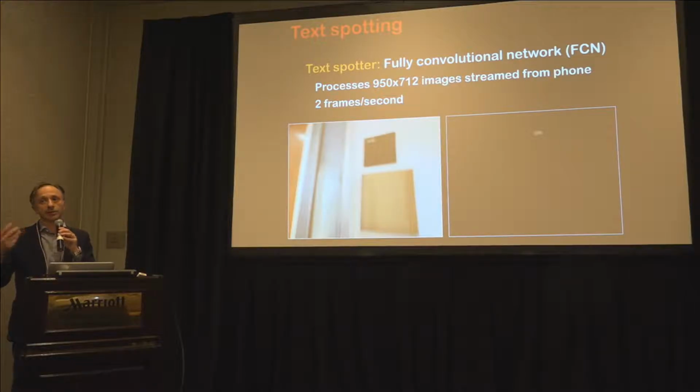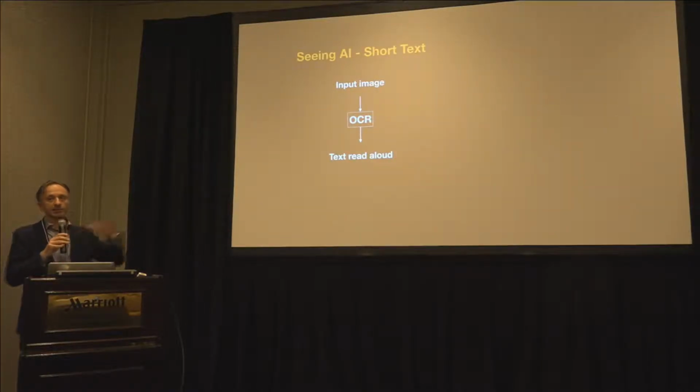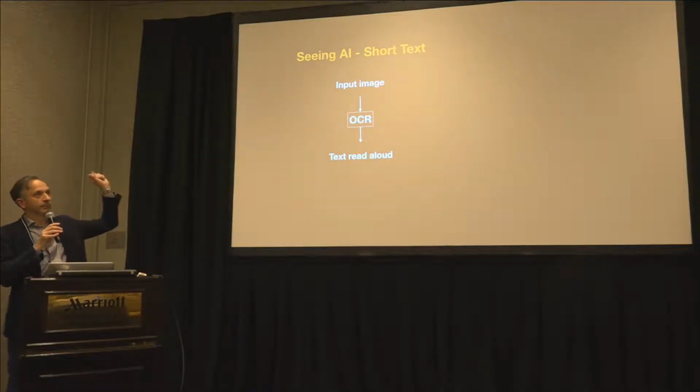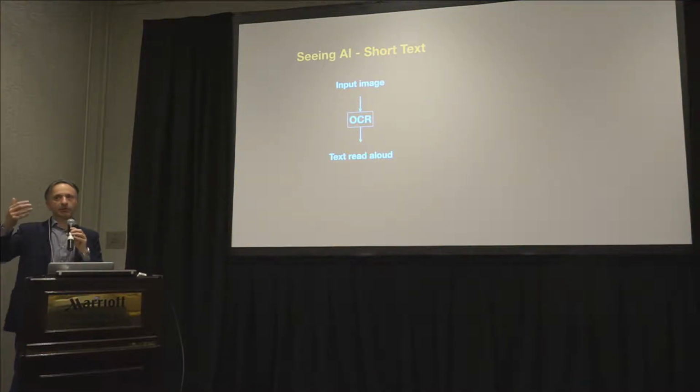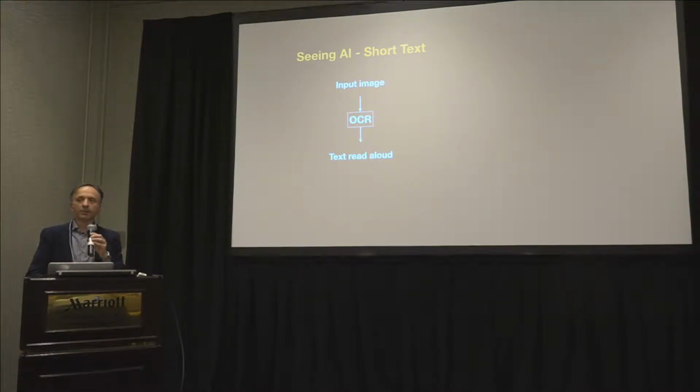So how do we use this in a full system? Well, look, this is the Microsoft SeeingAI system. There is an image in input. It runs OCR. If it finds something, it reads it all out. Our system has both text spotter and OCR, so it's a little bit more complex. And it does require some action from the user.